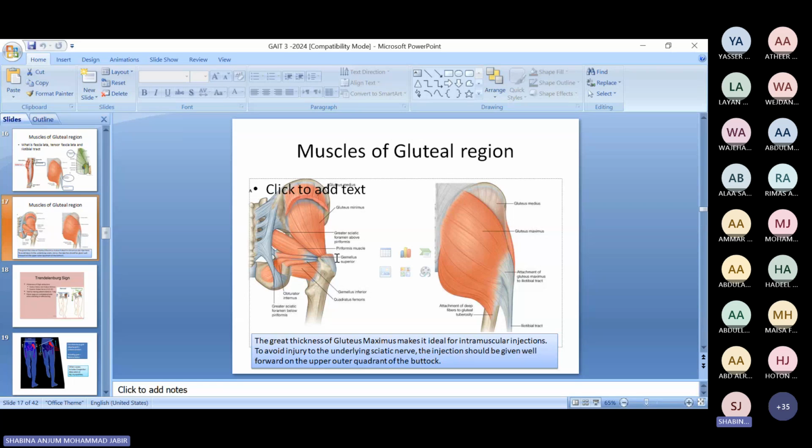Gemellus means in pair. They are two muscles, superior and inferior, and in between these two muscles, there is obturator internus. Below this, you can see a muscle which is rectangular in shape. It is called quadratus femoris. This is the structure when you cut the gluteus maximus and medius. Here you can see that maximus is a very huge muscle taking origin from the bone, from the ligaments of the sacrum, and also from the sacrum.